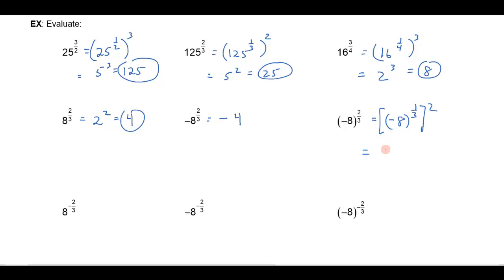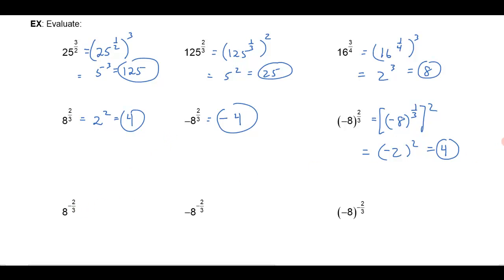So the cube root of negative 8 is negative 2, and negative 2 squared is positive 4. So you'll notice that when I had the negative without the parentheses, I got a negative 4 because this is the opposite of a positive number. Here, I had a negative number raised to a power, the 2/3 power. So I take the cube root of negative 8, which is negative 2, and then I square that negative and it becomes positive. The difference is the base. Here the base is negative 8. Here the base is 8, and then I'm putting a minus sign on it.